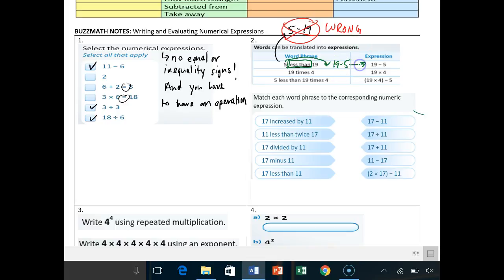So that's why that's this one, right? Kind of tricky to think about. But 5 less than 19, it's not you have 5 of something and you want to take away 19. No, 5 less than 19, the 5 is going on the opposite side of that 19.